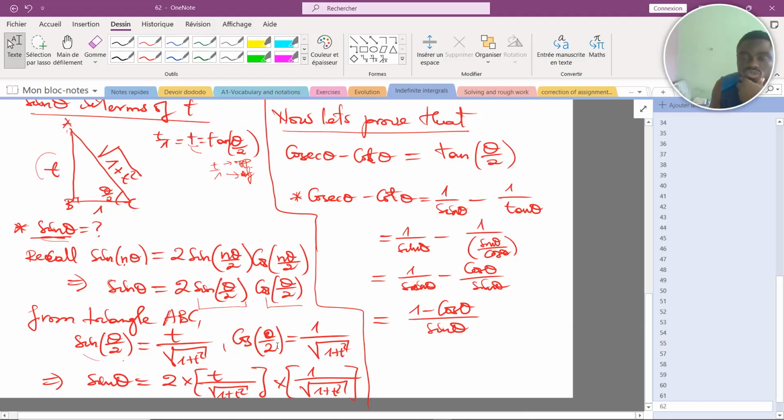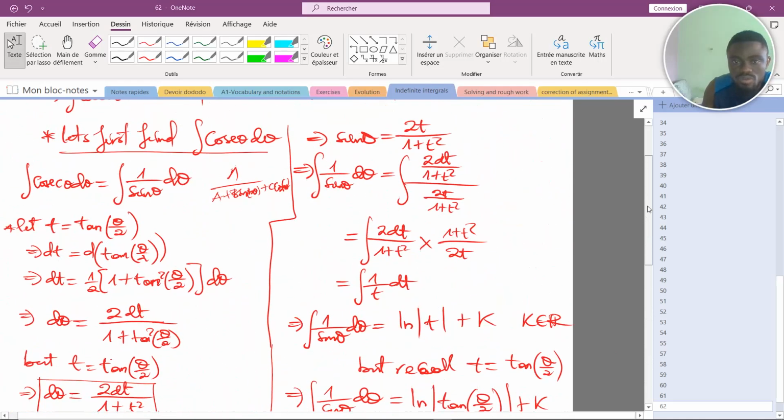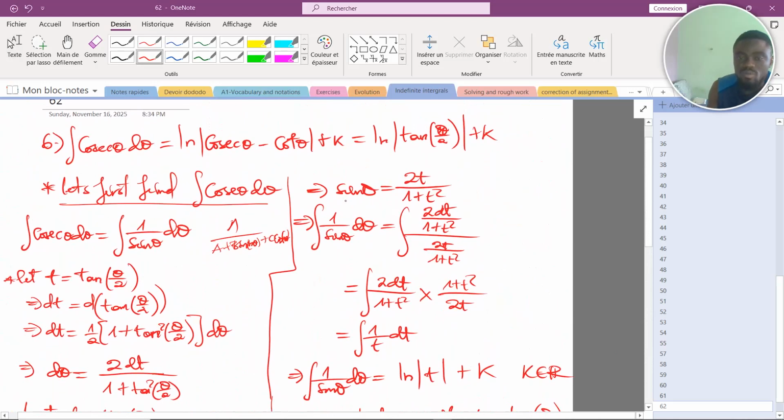Cos theta on 2 is adjacent over hypotenuse. So the adjacent side to this angle is what? 1 all over the hypotenuse, which is square root of 1 plus t squared. So my sine theta will be equal to what? 2. So I substitute this and this in this expression. So my sine theta will be equal to 2 times this times this. Is that okay? Okay, let me go up. So this implies our sine theta is this.